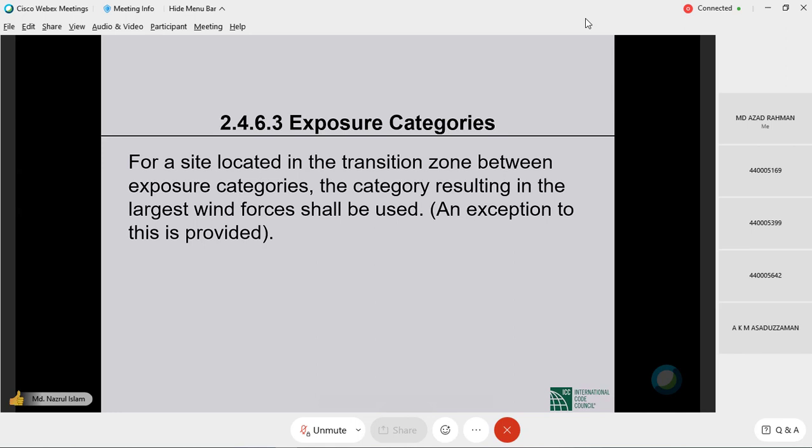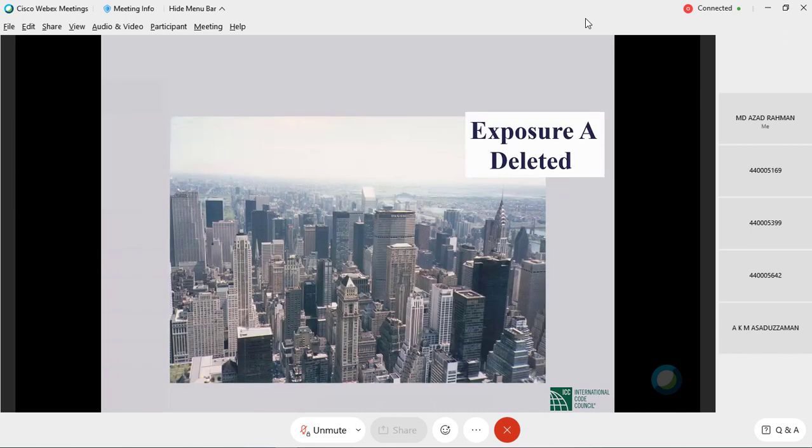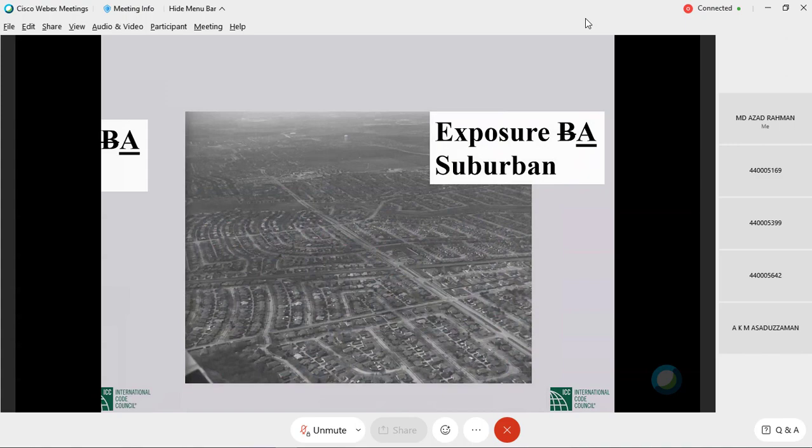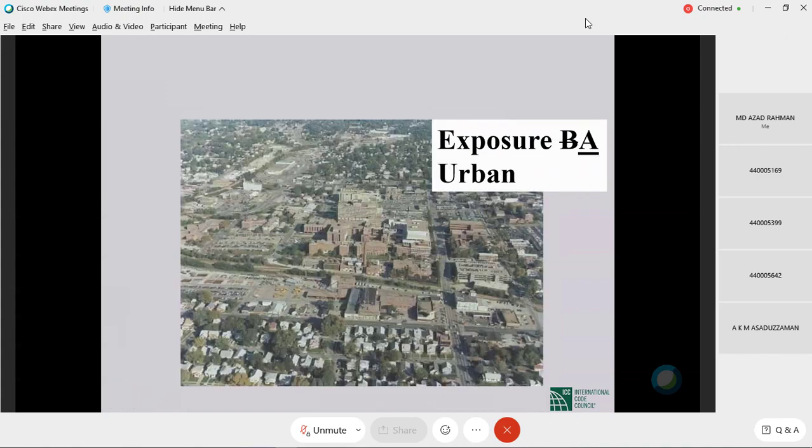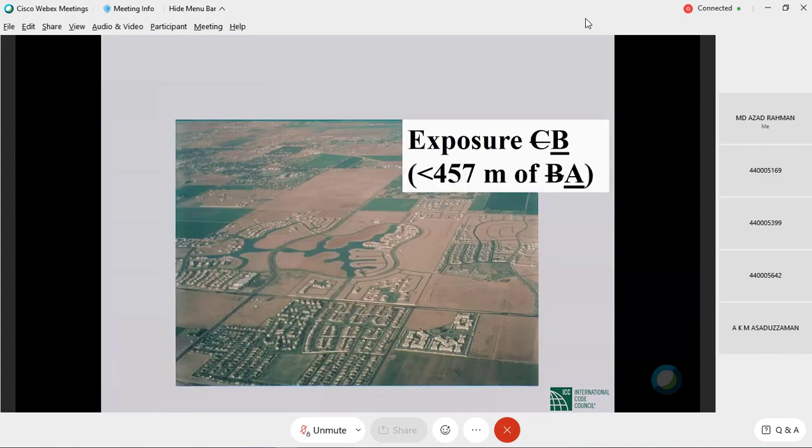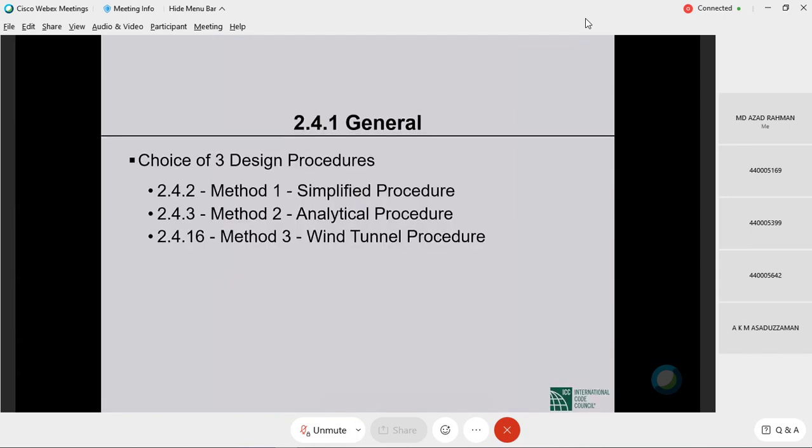Okay, for a site located in the transition zone between exposure categories, the category resulting in the largest wind forces shall be used. I think that should be understandable. In the ASCE 7 commentary, there are some pictures that I decided to include for you. These are older pictures. I will not try to explain, but in your own time, take a look at the pictures and make sure that they go with what we provided by way of written material.